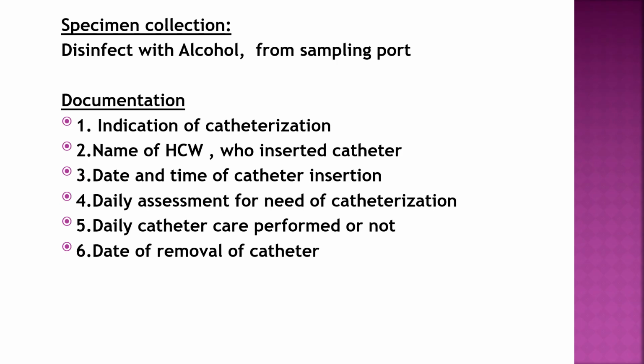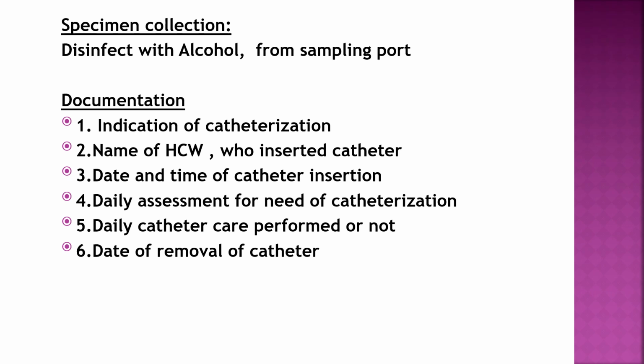Now we will see sample collection. When we have to diagnose, how do we collect the urine sample? You have to disinfect the tube with alcohol, and then from the proximal portion of the tube you can collect the urine sample. But urine sample should not be collected from the drainage bag. The sample can be collected from the sampling port after disinfection with alcohol.